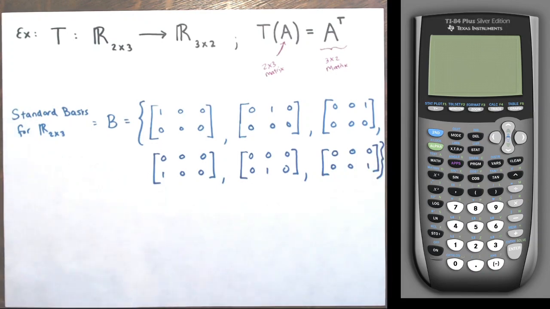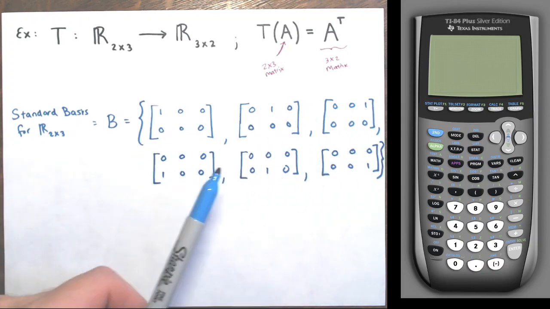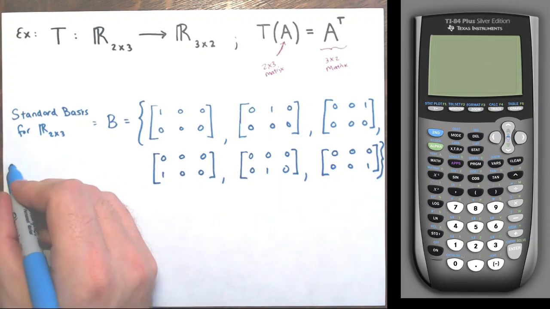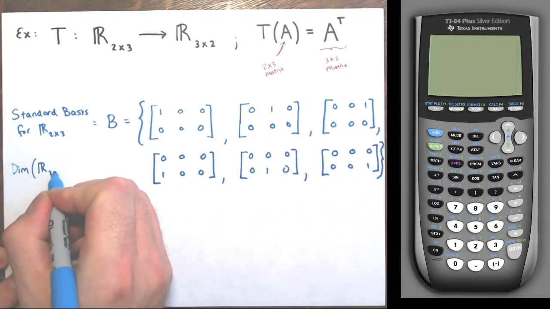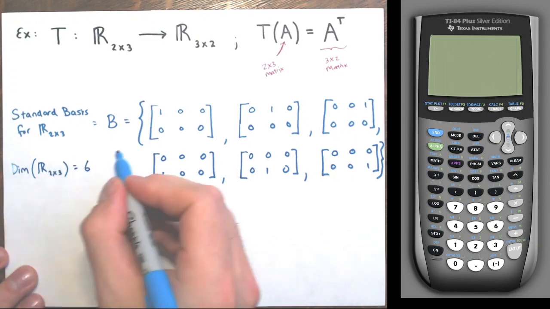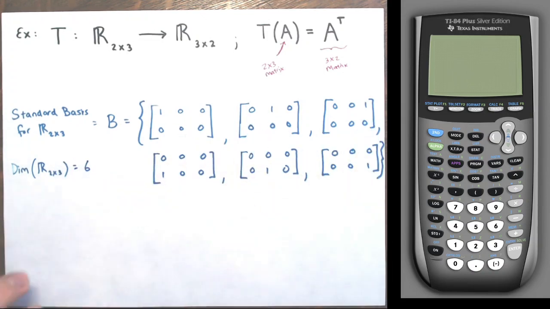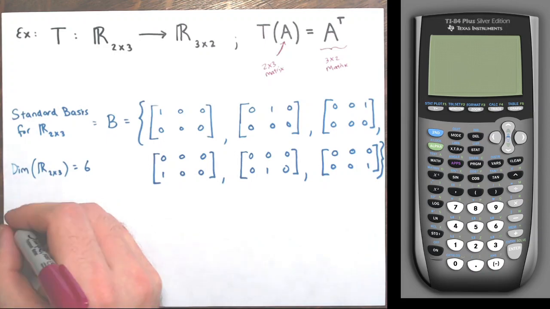Every 2 by 3 matrix can be written as a linear combination of these 6 matrices. So we're seeing that the dimension of our domain is 6. There are 6 matrices in this standard basis. And if you recall from an earlier video, the dimension of the set of m by n matrices was simply m times n: how many positions are in the matrix, how many entries.